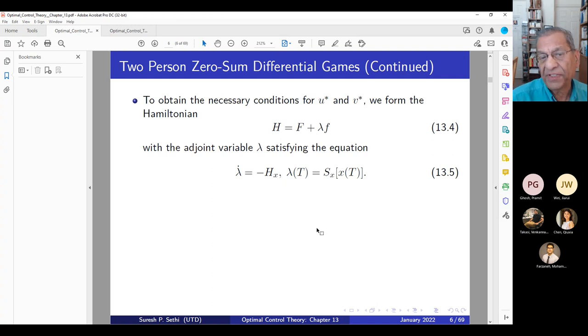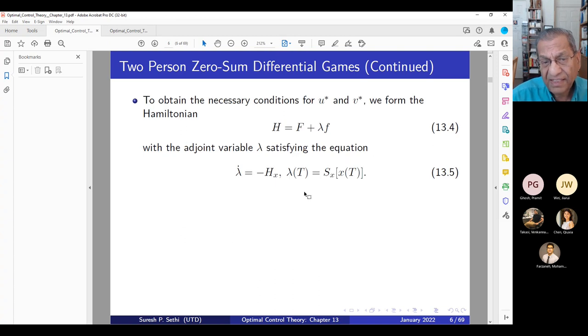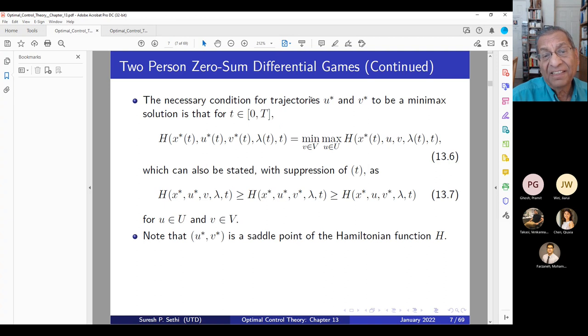And the maximum principle is very simple for this. You have one Hamiltonian, you have one objective function, lambda dot, and all we're doing is reducing this problem to the Hamiltonian level problem. Remember, in optimal control theory, once I have the lambda, I maximize the Hamiltonian at each point in time. That's my goal. So right here, once I have a lambda, the first guy will maximize the Hamiltonian at each point in time, the second guy will minimize the Hamiltonian at each point in time. So the necessary condition for U star, V star to be a minimax solution or the equilibrium is that this Hamiltonian is minimized over V and maximized over U.